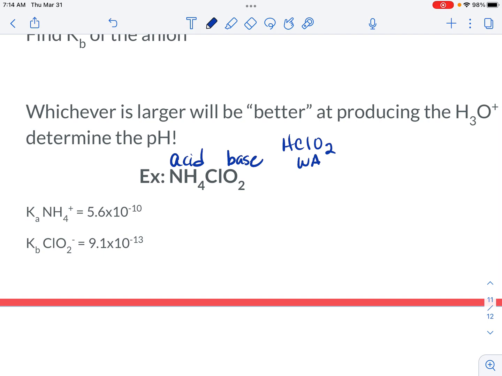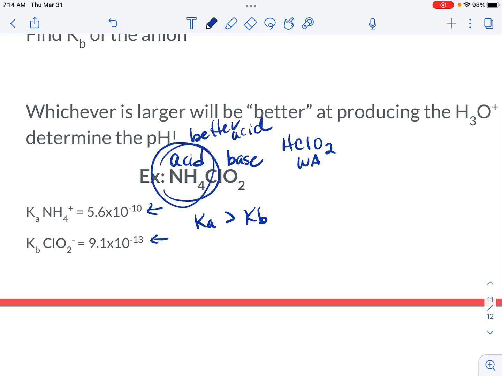So I compare the Ka and the Kb, and I can see from these two values that Ka is greater than Kb, because it's 10 to the negative 10th and Kb is 10 to the negative 13th, which means that ammonium is a better acid than chlorite is a base. So ammonium will be producing lots more hydronium ions than chlorite will be producing hydroxide ions. So overall, this will be slightly acidic.